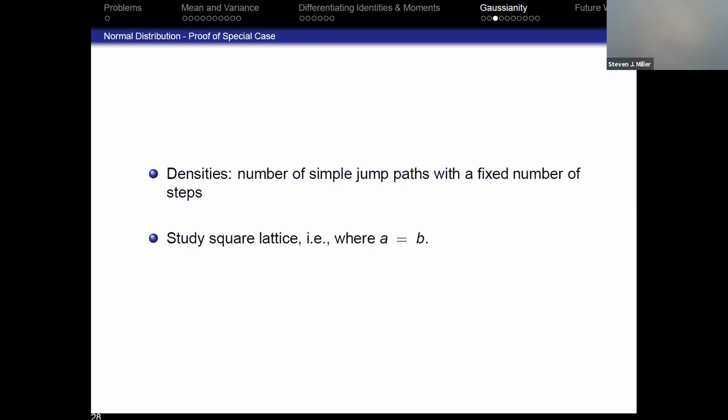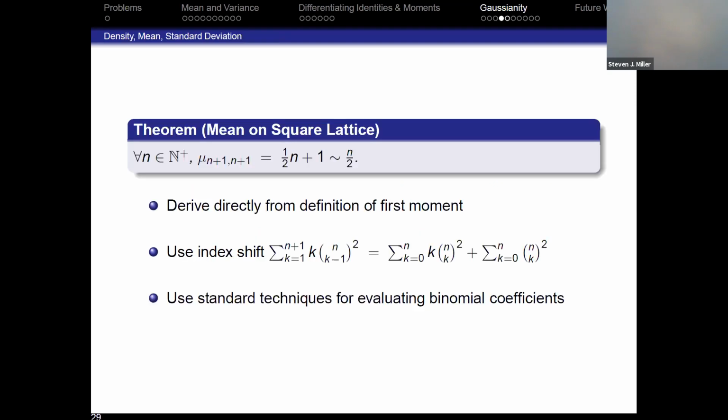So we will study a square lattice, the case when a equals b or n, where you start off in a diagonal component. So the first theorem is that the mean on a square lattice is 1/2 n plus a half, or about n halves. This is true in 2 dimensions.